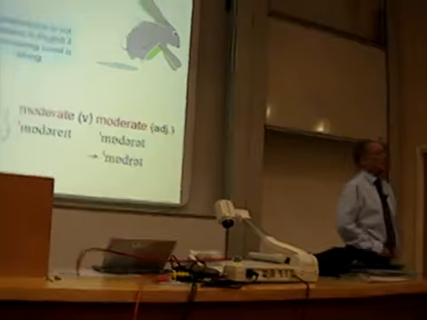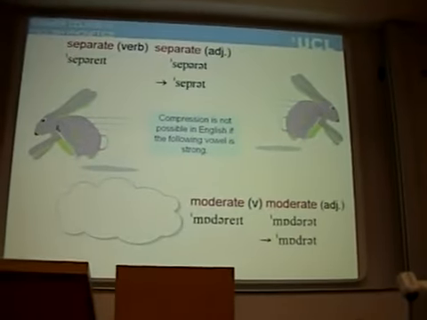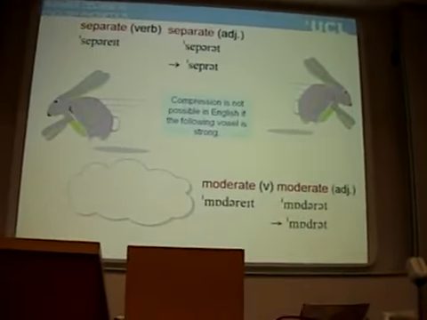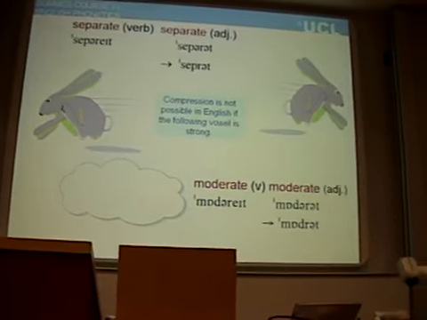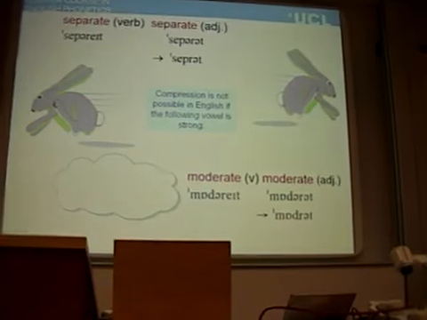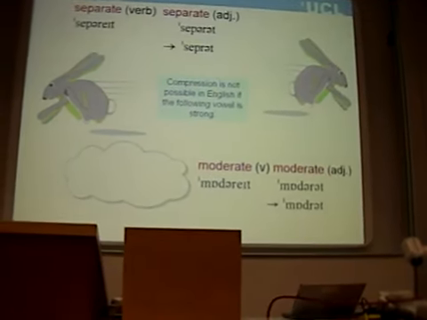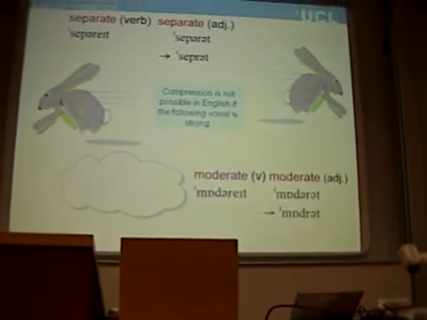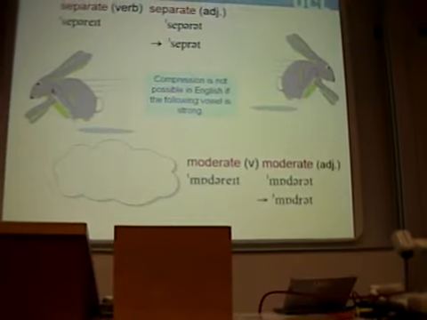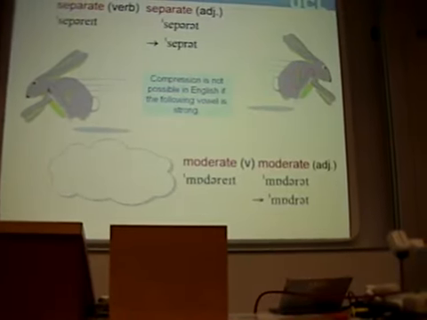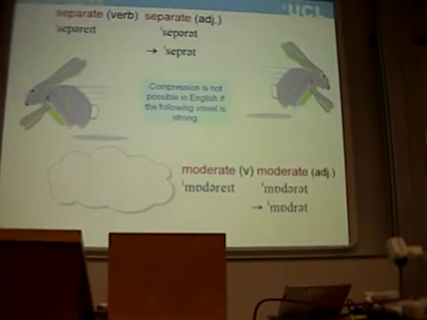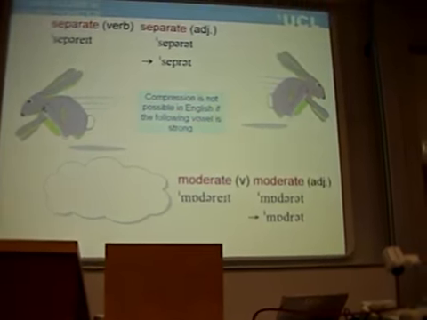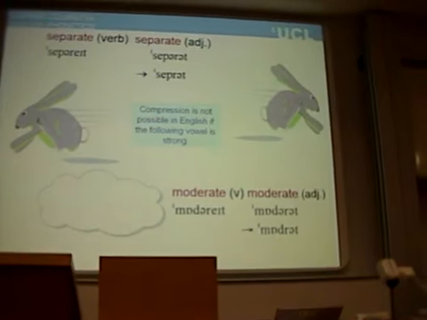Now, what are the circumstances under which we can do compression? We've seen what the input is, but does this mean that every possible such sequence could be compressed? Certainly not. We can get some idea of what's involved by comparing certain pairs of words which happen to have the same spelling but different pronunciation. And these are the verbs and adjectives or nouns or whatever that end in ATE spelling.